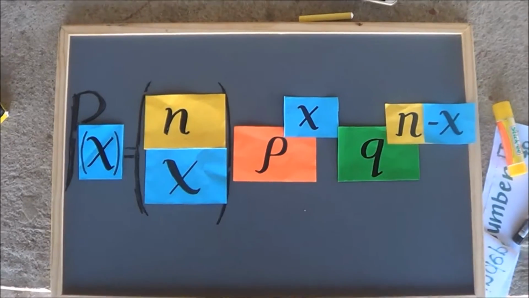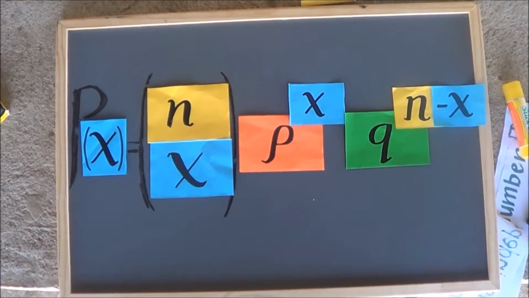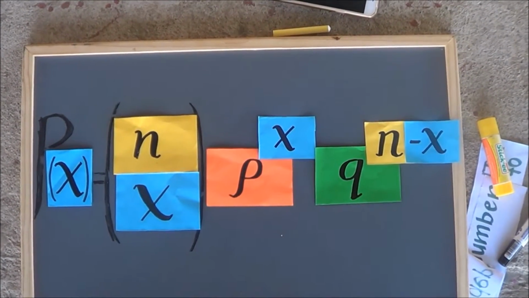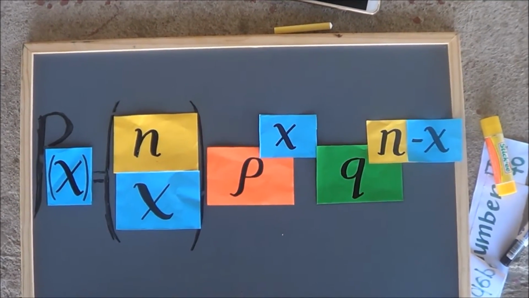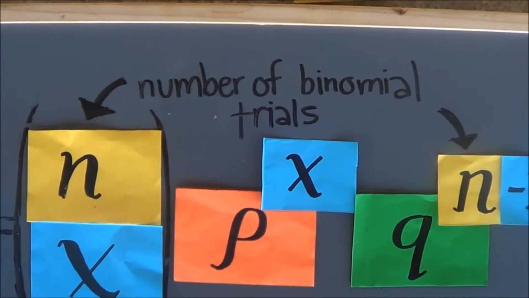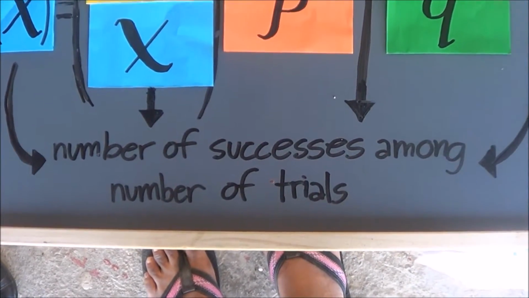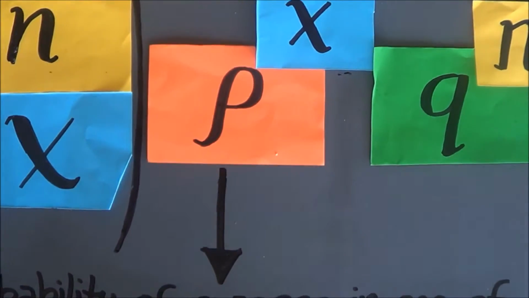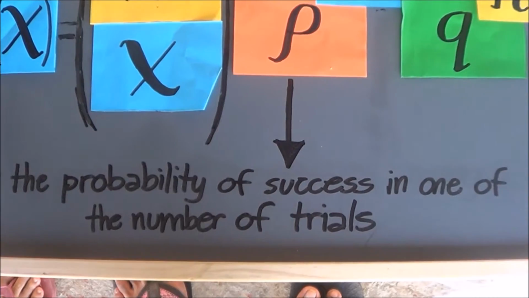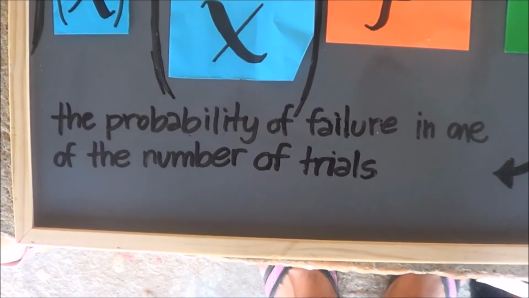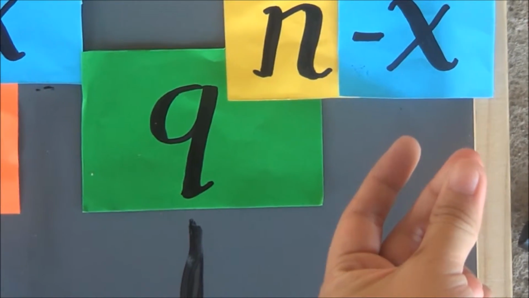The formula for finding the probability of a binomial distribution is denoted by P(x) equals the quantity nCx times p to the power of x times q to the power of n minus x, wherein n is the number of binomial trials, x is the number of successes among the number of trials, p is the probability of success in one of the trials, and q is the probability of failure in one of the trials. If this variable is not given, simply subtract p from 1.